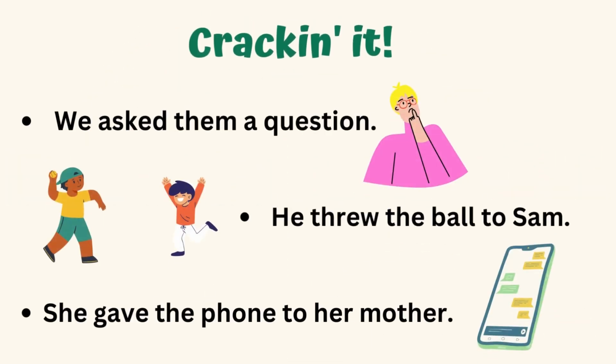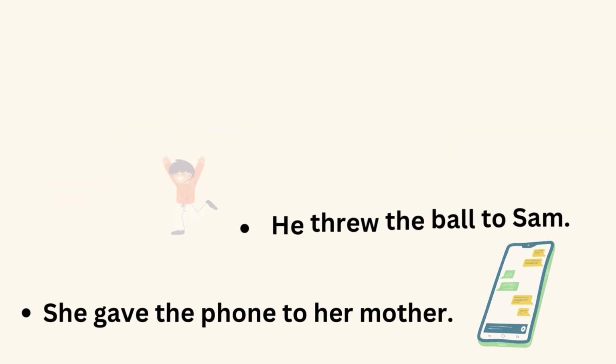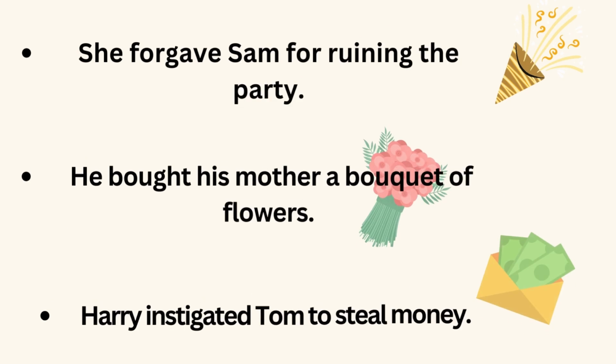Now just have a look at these sentences. We ask what, a question, to whom, them. So them is our indirect object and a question is our direct object. So here are some other sentences, like she forgave Sam for ruining the party. She forgave whom? She forgave Sam. For what? For what is the word for indirect objects, for ruining the party. So for ruining the party is our indirect object.